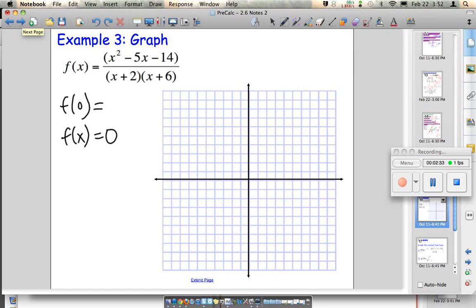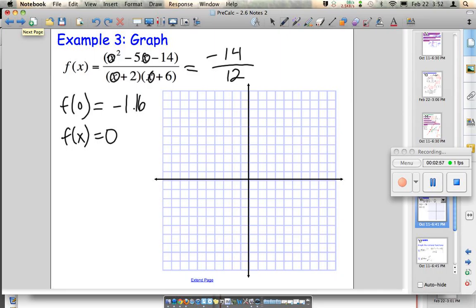So we're going to plug in 0. That's going to be an easy case. 0, 0, 0, 0. Looks like on the top I'll get -14. On the bottom I'll get 12. So the value is -1.16 repeating. So there's my function at x equal to 0. So I have 1 point.